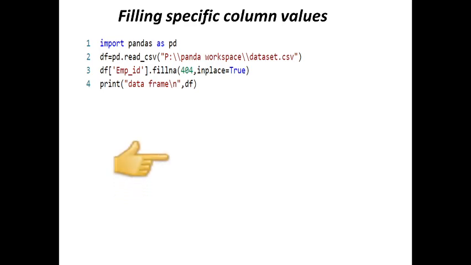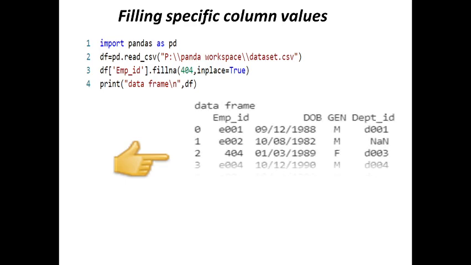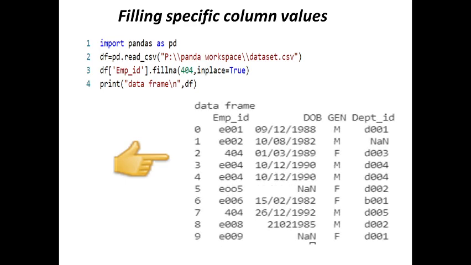So when we run this code, the output will be, here you can see in the emp id column 404 is there. So 2 NaN were there earlier, now we have 404, 404. Index row 2 emp id 404, index number 7 emp id 404. For the rest of the columns NaN values are there, right, because here we have filled only the emp id column, right?